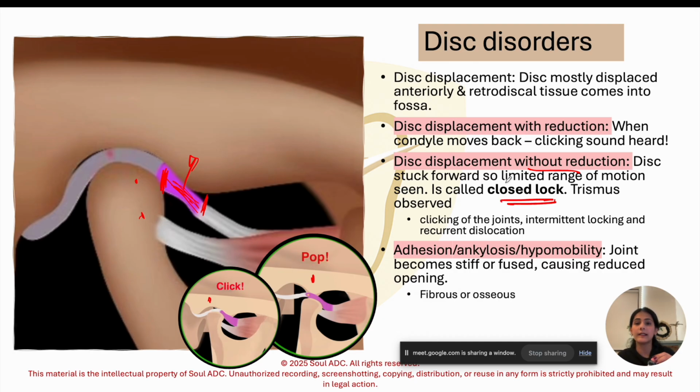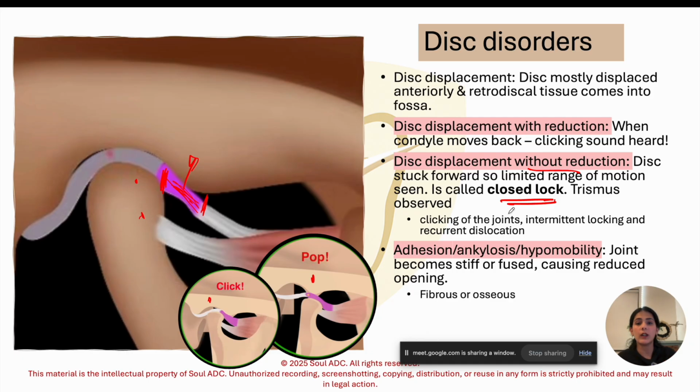The disc is stuck forward, so limited range of motion happens. There will be trismus, and the patient will not be able to open the mouth too much. A little bit is possible, but not much in the without reduction case. There will be clicking in the joint, and intermittent locking and recurrent dislocation can happen.